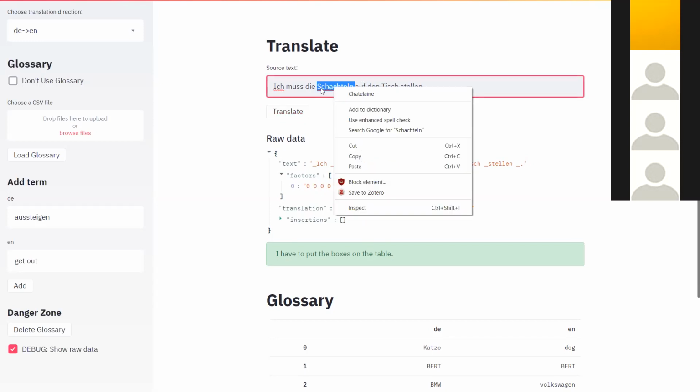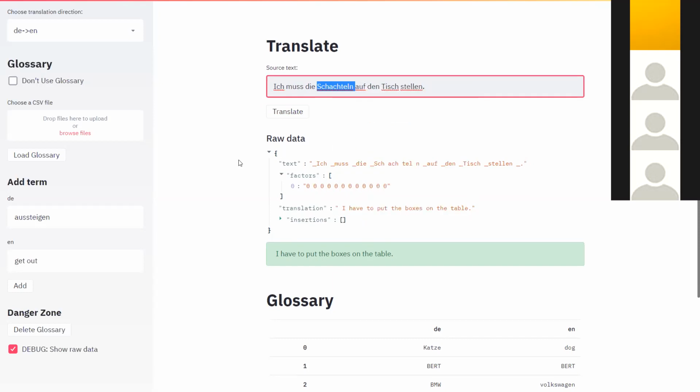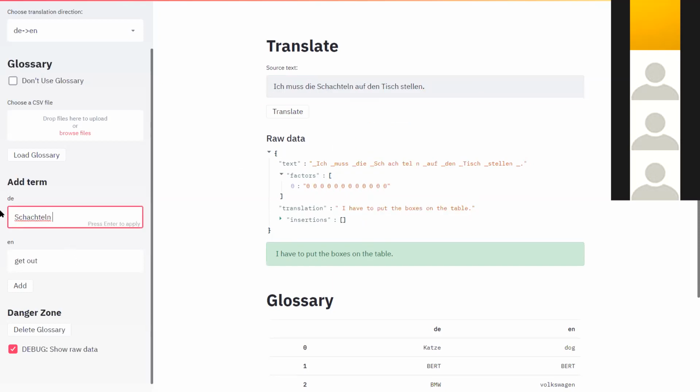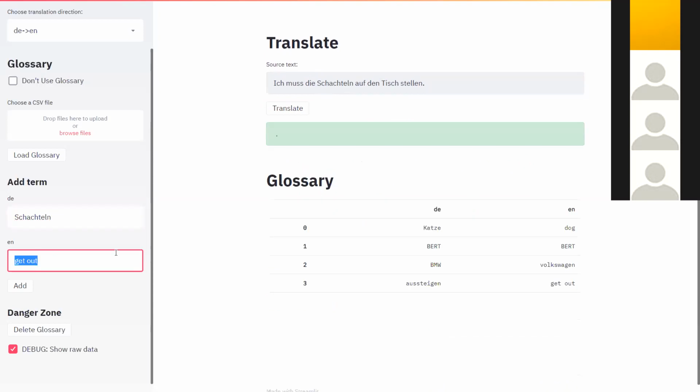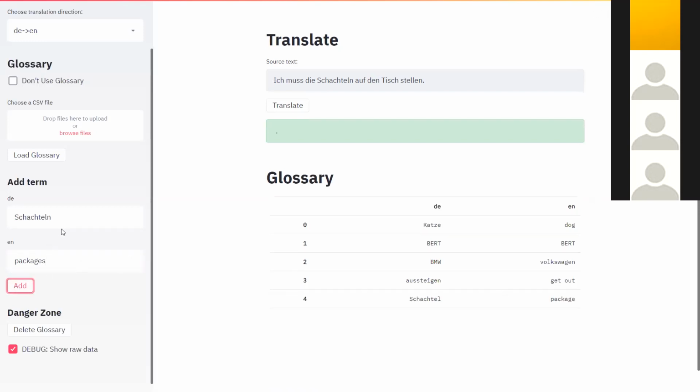Maybe we can translate this word Schachteln somehow else. My German is failing me. Yeah, so it would be boxes. How about, I don't know, packages or something? So notice I've added Schachteln, the plural, and packages in the plural, and the lemmatizer has converted them now to remove this morphology. So I have a singular and a singular here. And let's see how it translates.